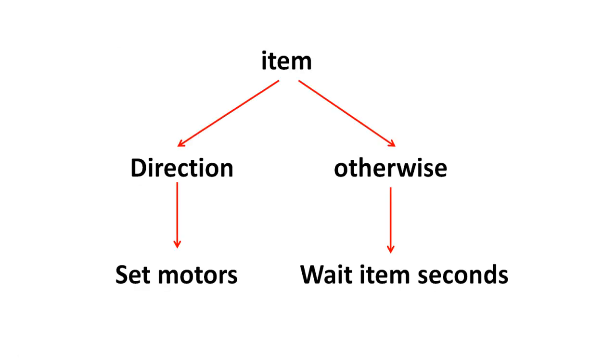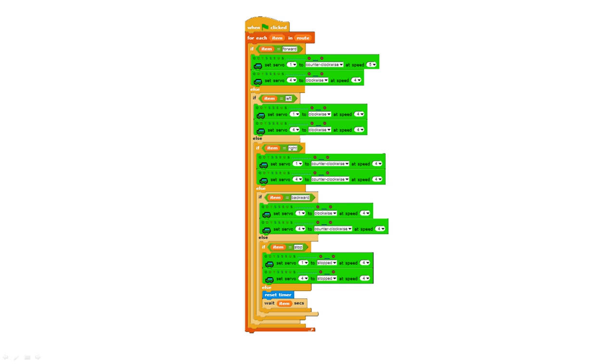Here you can see the cases for each item. If the item is a direction, we set the motors appropriately. Otherwise, the item is a duration, and through the wait command, we make OD move for time equal to this duration. This is the code that does the job.